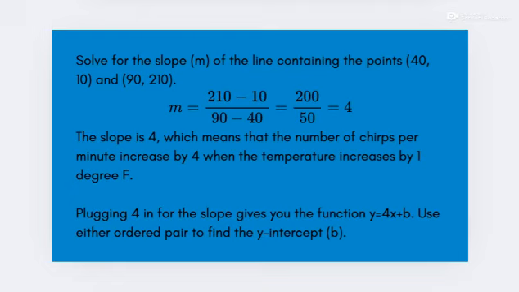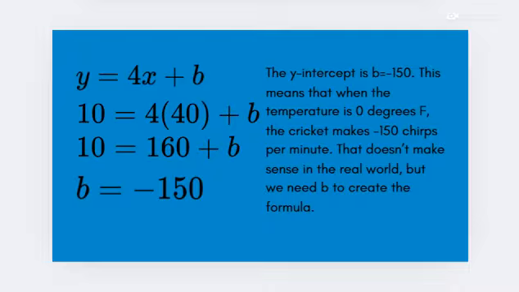We can use either one of the ordered pairs to find the y-intercept b. We're going to use, for example, the first one, which is (40, 10). So y equals 4x plus b is what we figured out because we know the slope. Plug in our first ordered pair, so y is equal to 10, x is equal to 40.